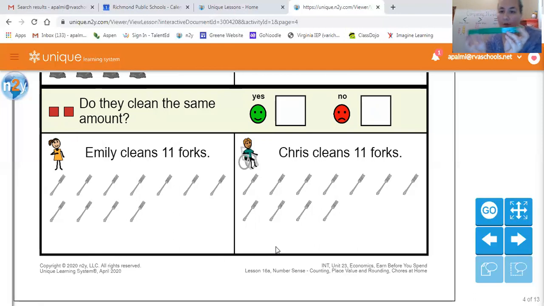Okay, so here are Emily's 11 forks, her green tower of blocks. Our next sentence says, Chris cleans 11 forks. So we're going to count our yellow for Chris.